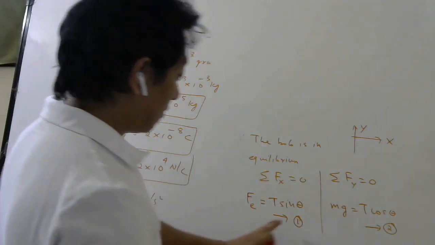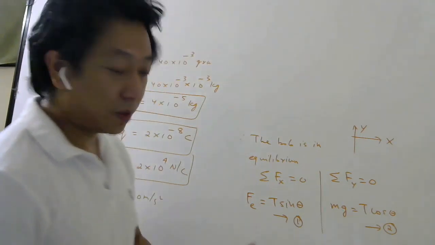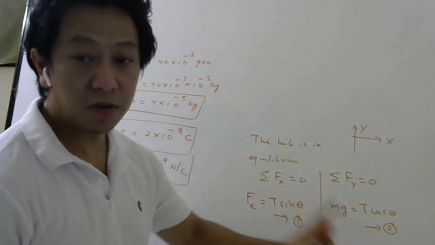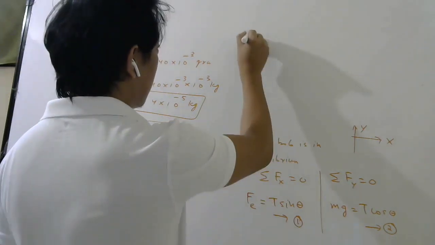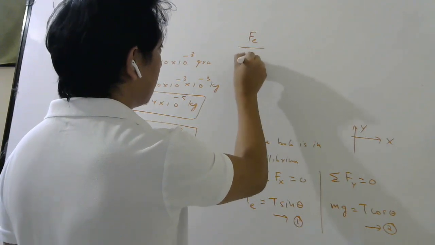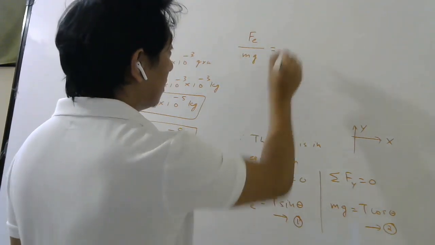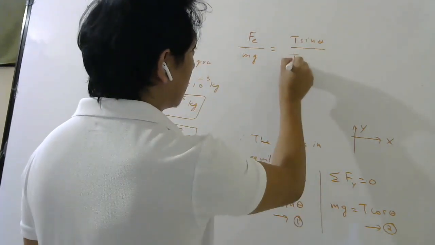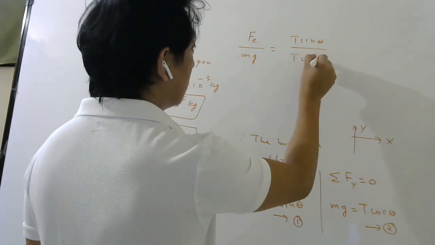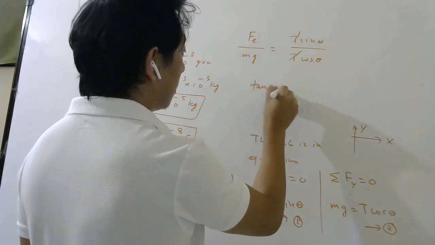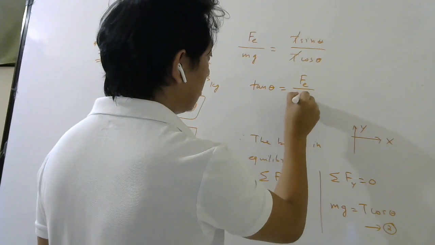So let us divide this equation by this equation, because we don't know tension, we don't know the angle also. So we cannot use either this equation or this equation. So if you divide, you will get Fe on the left side. Here what is there? mg. And here T sine theta. On the right side here is T cos theta. So T and T will cancel. Sine by cos theta is what? Tan theta. So tan theta will be Fe by mg.